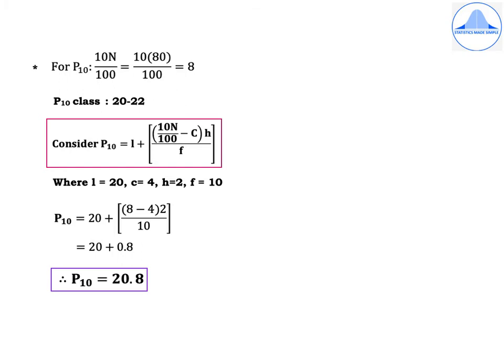Then write the formula. Consider P10 equal to L plus 10n by 100 minus C into H by F, where L is equal to 20, C is 4, H is 2 and F is 10. You get P10 is equal to 20 plus 8 minus 4 into 2 by 10, which is equal to 20 plus 0.8. Therefore, P10 is equal to 20.8.